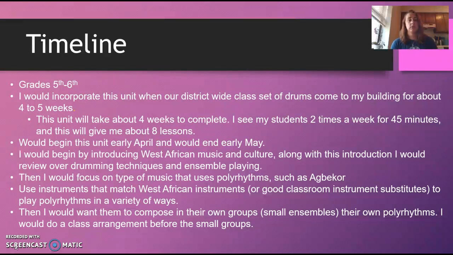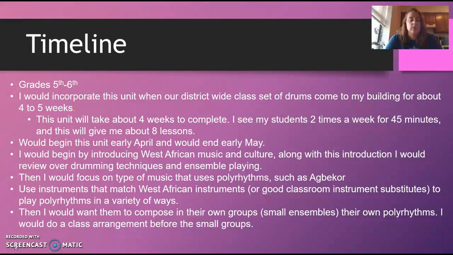My overall timeline for this unit, like I said earlier, would be directed toward my older students. So I'm thinking 5th, 6th grade. And because I'm wanting to direct this with a class set of drums that travel from building to building in our district, and when they're at each building, they're about 4 to 5 weeks at the buildings, I'm planning my unit to be about 4 weeks.